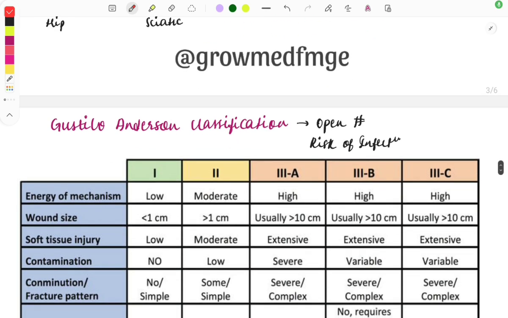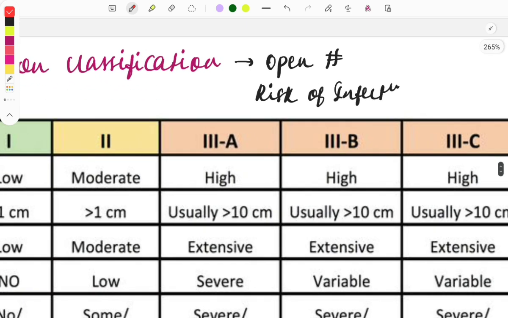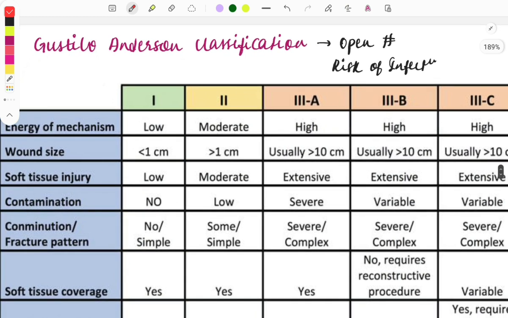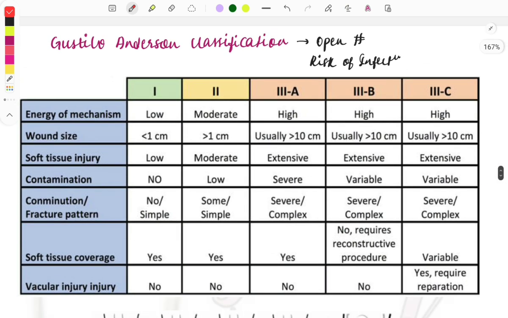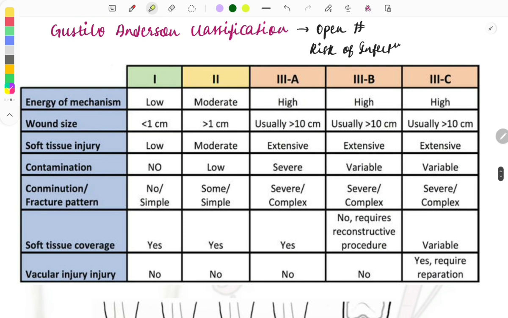Then moving on to another very important topic, the Gustilo and Anderson classification, which is used for open fractures, and in this we calculate the risk of infection. There's no need to remember this whole table because it is a bit confusing. The things which you must remember from this table, I'll be marking, because questions are asked on that. You need to remember the classification 1, 2, 3, A, B and C.